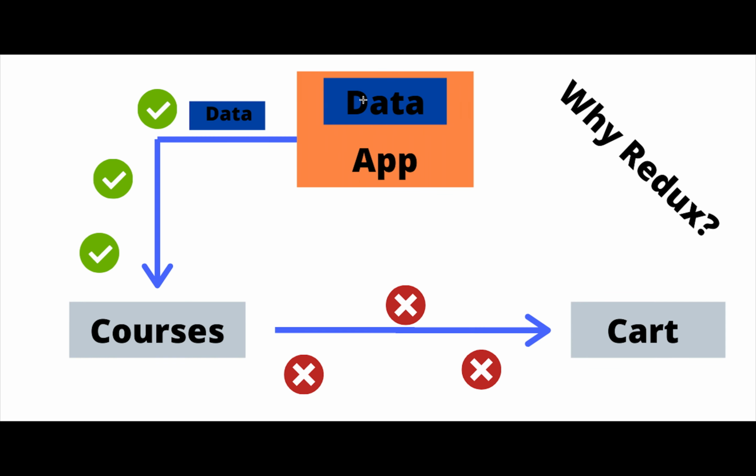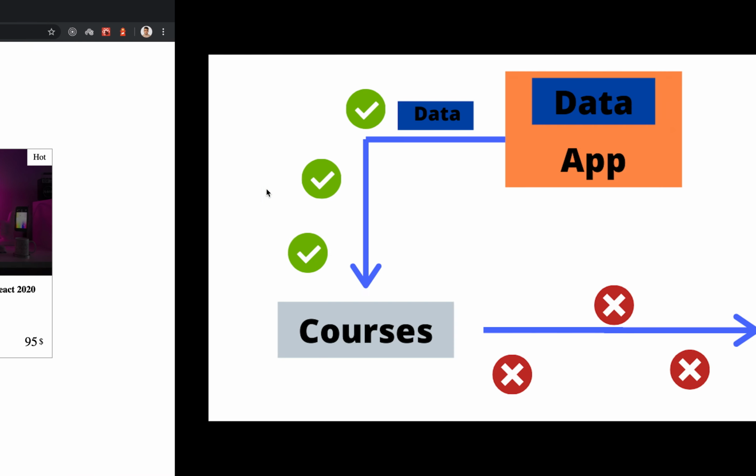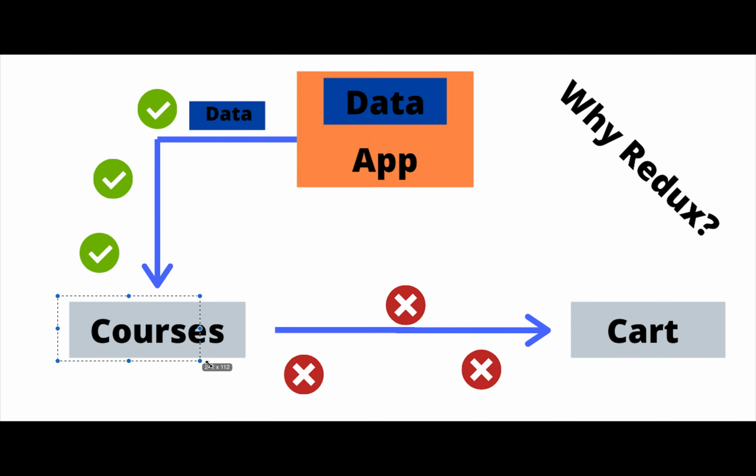Why Redux? Imagine that we have this component right here called the app component. In this app component, we want to pass this list of courses and display it. First of all, we have to render the courses component inside our app component, and then we can pass it as props. How easy is that? It is really easy. We can render the courses inside our app and pass it as props. We can access it from that and display it on the screen.